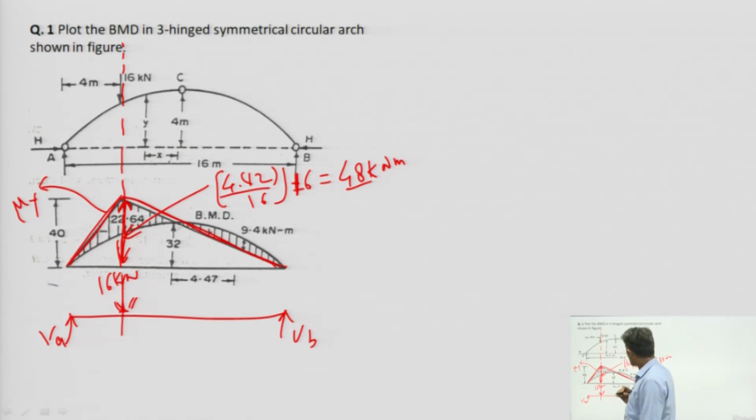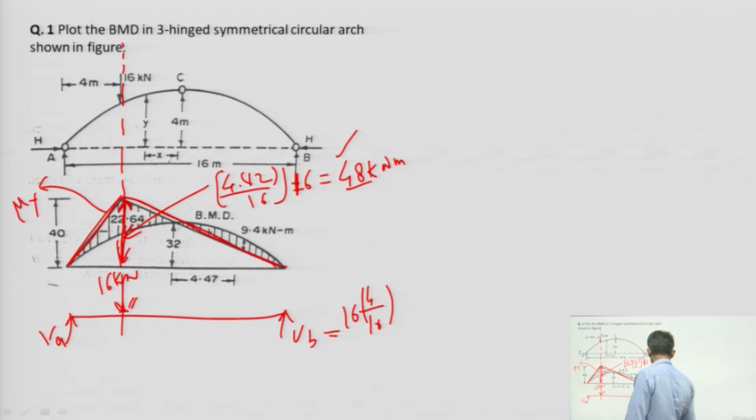So, this is the plot for beam moment. You can also calculate the value of reaction. VB will be 16 into 4 divided by 16, so it is 4. The bending moment here is 12 into 4, that is 48, and plot.